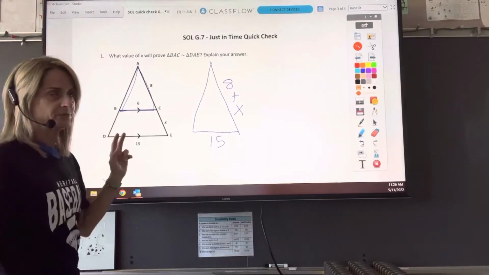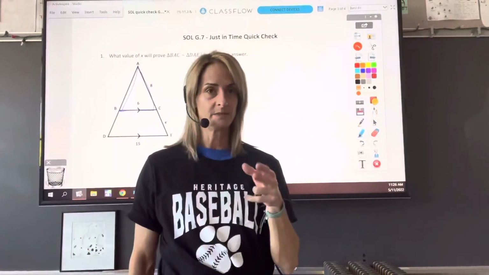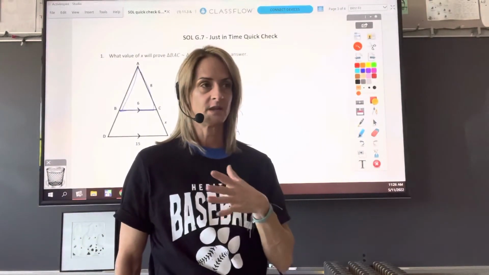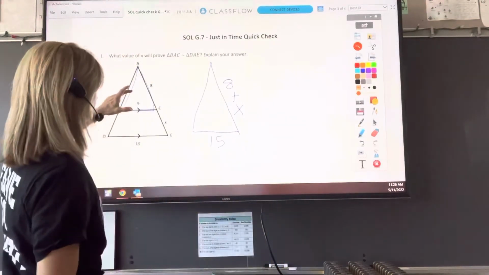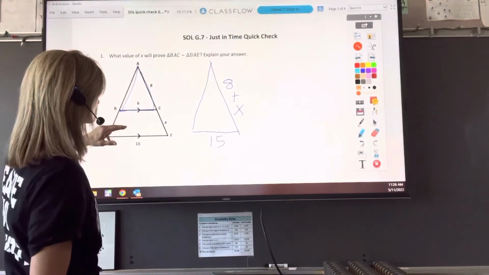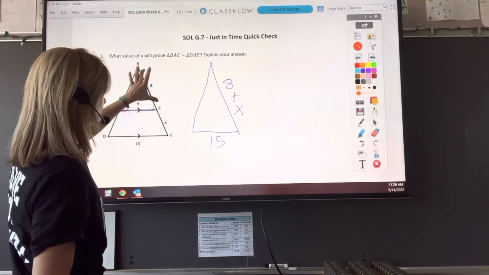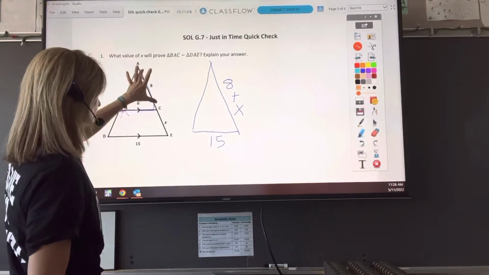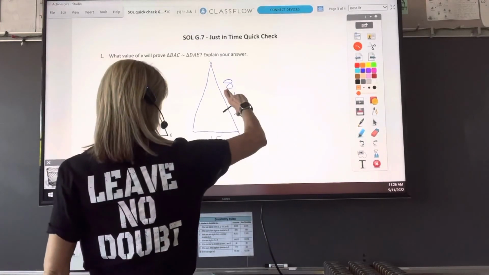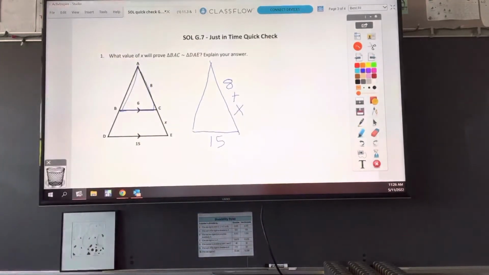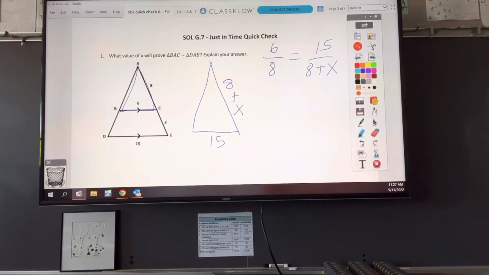Well, these 2 triangles, if they were similar, they should have the same ratios and they should be proportional. So if I'm going to do 6 is to 8, like this length is to this length, then I need to do this length is to this length. So I'm going to write a proportion and put those numbers in. So 6, and there are different ways to write a proportion. I'm just choosing to put the 6 over the 8. And since I chose to put the 6 over the 8, that means I have to put the 15 over the 8 plus x. And then cross multiply and divide.